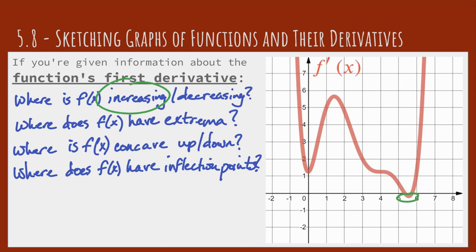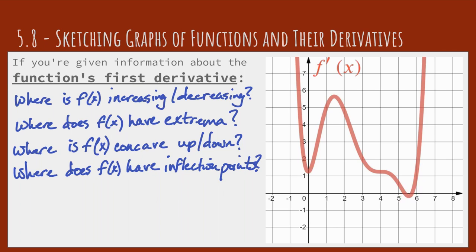So f of x is increasing everywhere except this interval right here where f prime falls below the x-axis. Where f has extrema then is going to be where f changes from increasing to decreasing, which would be here, or where f changes from decreasing to increasing, which would be here. So when we're looking at extrema on f, we're not looking at extrema on f prime. We're looking for where f prime crosses the x-axis.